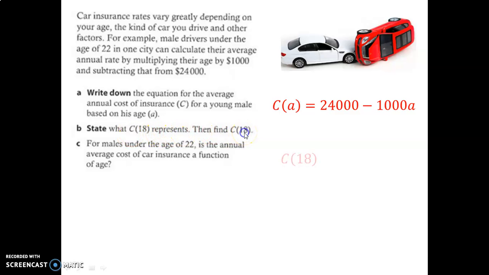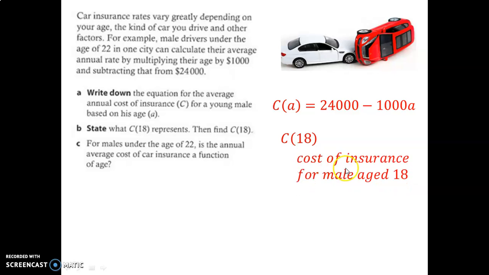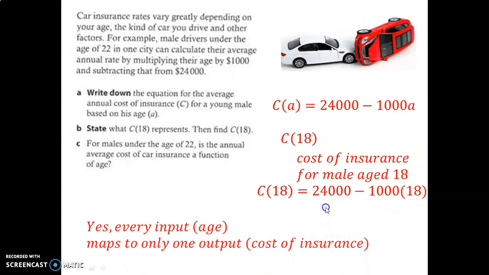What's the value? Okay, C of 18 represents the cost of insurance for a male aged 18. And then if you calculate it, you put 18 in here. So 24,000 minus 1,000 times 18, which is 18,000. That means 6,000 is C of 18. And the question here is this then, is this a function? Is this thing that we have here a function for males under 18? Yeah, it definitely is, because every time you have an input, which is age, you get a different output, a different cost of insurance. Every different input produces a different output.